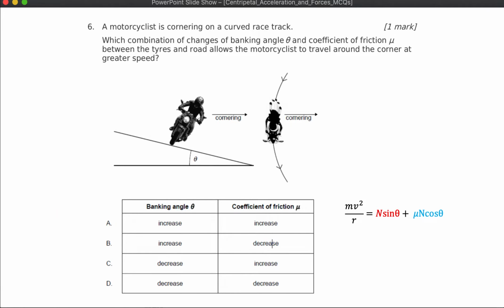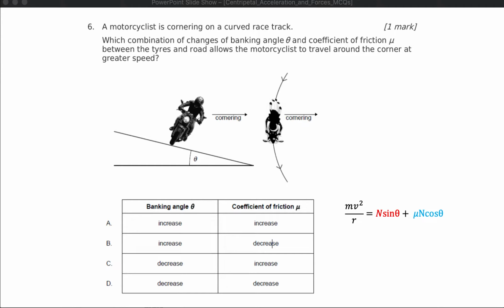Okay, this is a nasty question. We're looking at a motorcyclist on a curved bank. We want to think about the centripetal force on this thing, and then we'll go from there. We're really being asked to say what combination of these factors will allow us to go faster. Okay, let's go through this.